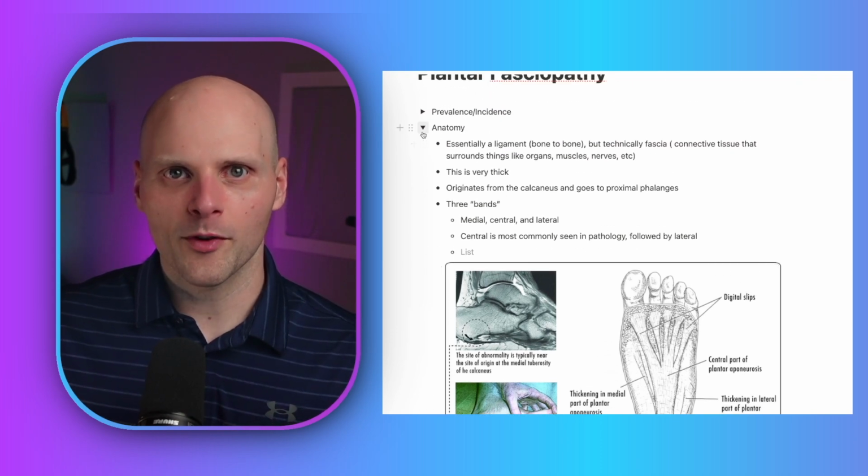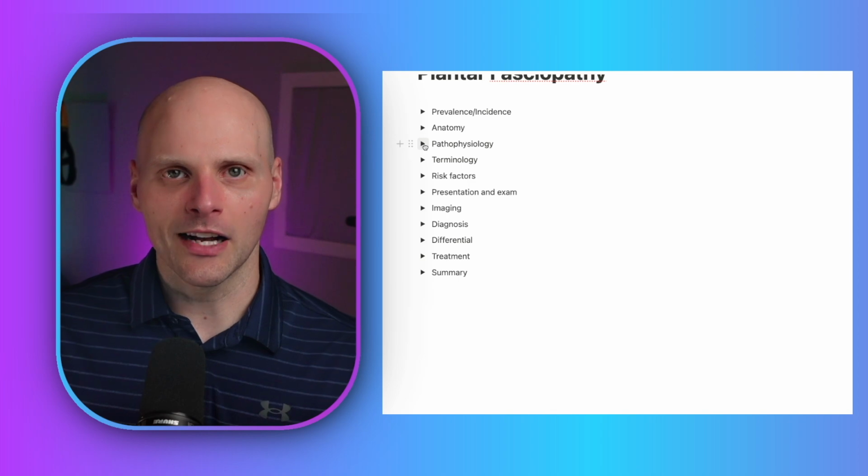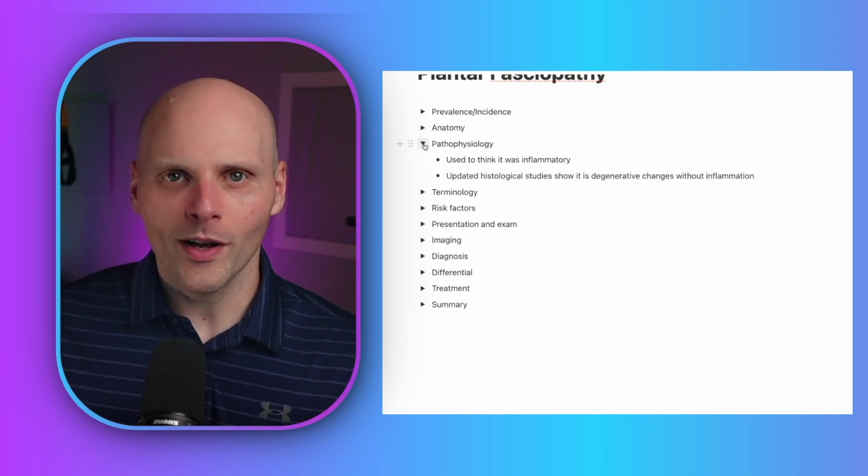So moving on from anatomy, next we'll go on to our pathophysiology. And the question is, what's actually causing this? We used to think it was inflammatory. That was the big thing, plantar fasciitis. We used to think that, hey, it's irritated. We've got inflammation everywhere, but updated histological studies show it's more degenerative in its nature. So they're seeing degenerative changes when they take a piece of the plantar fascia and look under a microscope, more degenerative type cells and not necessarily inflammation.